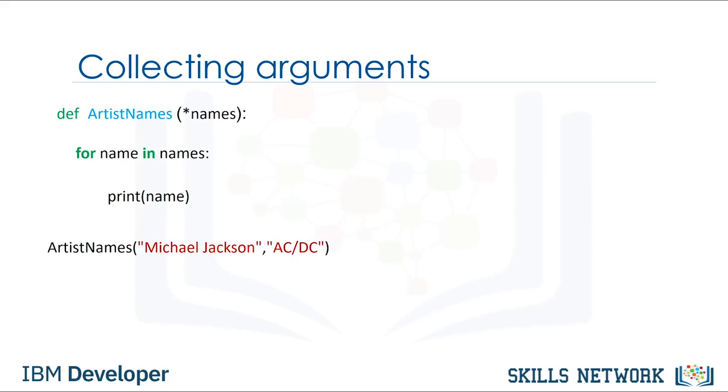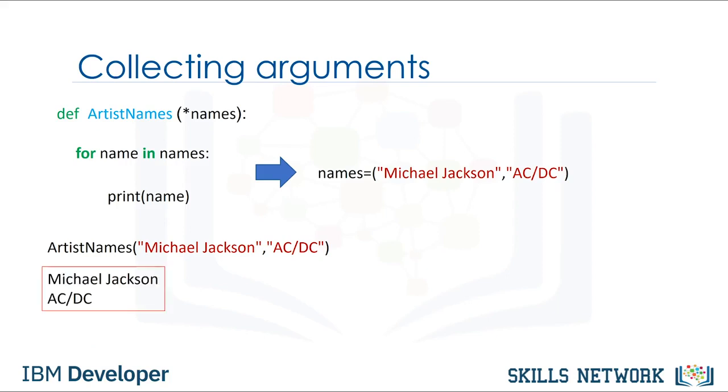If we call the same function with only 2 parameters as inputs, the variable names only contain 2 elements. The result is only 2 values are printed out.